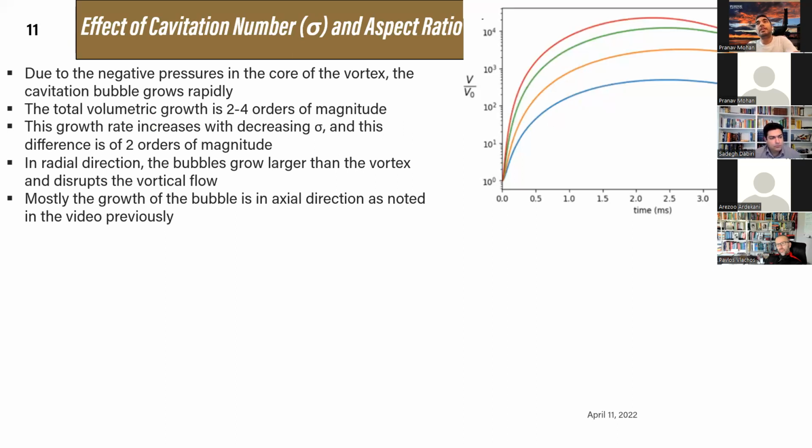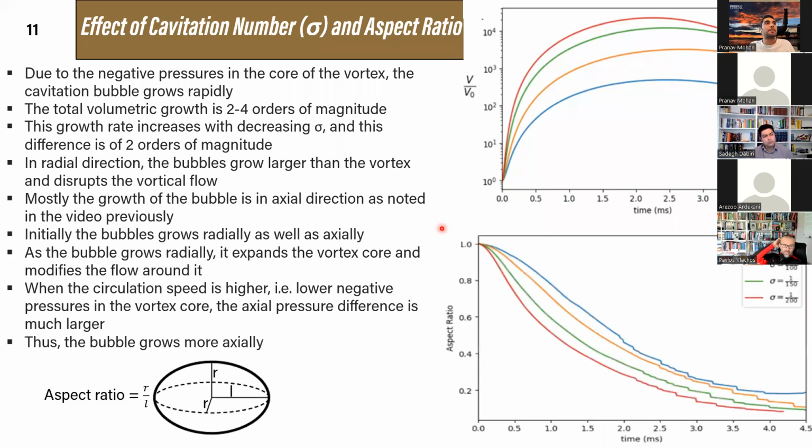Moreover, this volumetric growth is also highly dependent on the cavitation number, such that if the cavitation number is reduced further, we can see 2 orders of magnitude difference in the volumetric growth. So we conclude that the volume of the bubble is very dependent on the cavitation number.